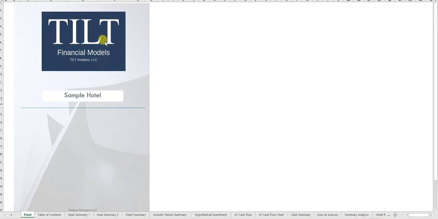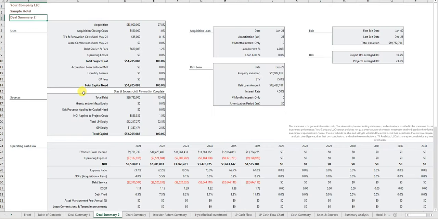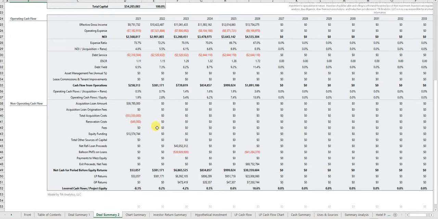The first sheet in the output sheets is the cover page. This would be your logo here instead of mine. You have some information about the property here. The table of contents is fully hyperlinked. I can go to a sheet by clicking. On the deal summary, we see uses and sources, acquisition loan, exit, IRR, operating cash flows, non-operating cash flow.